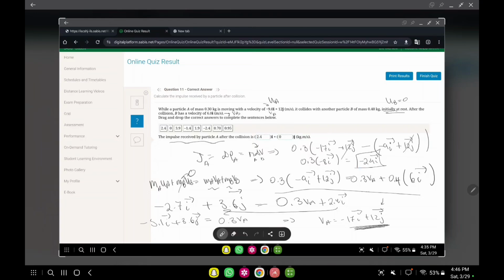You're going to end up getting minus 2.4i. It's negative. I don't know why the answer here is positive. Okay, I really have no idea. If anybody knows, please tell me. Even the AI gave me negative 2.4, but I got negative. I don't know why in the quiz it's positive. If you know, please tell me.